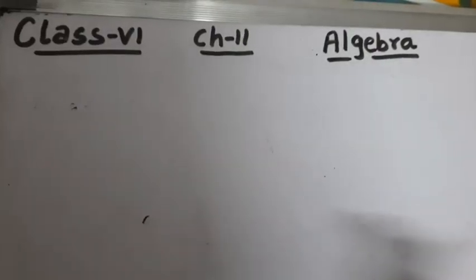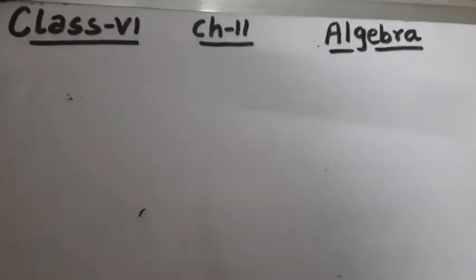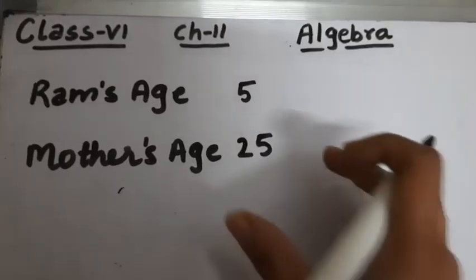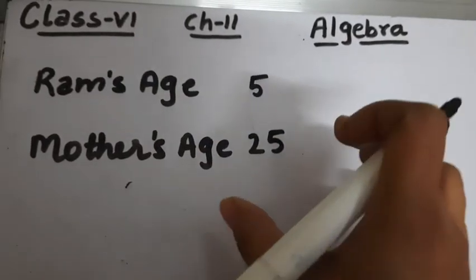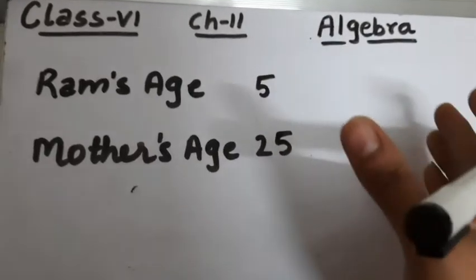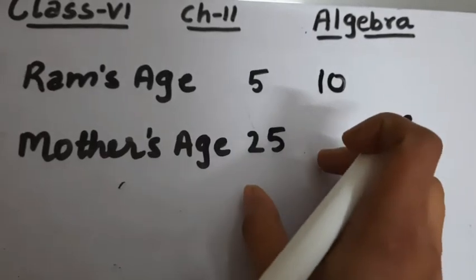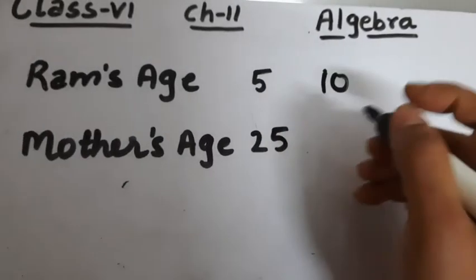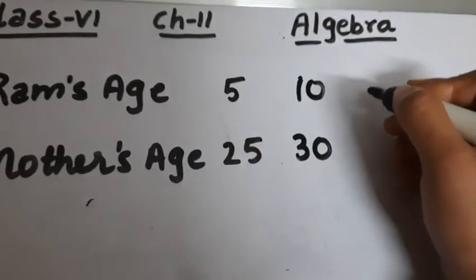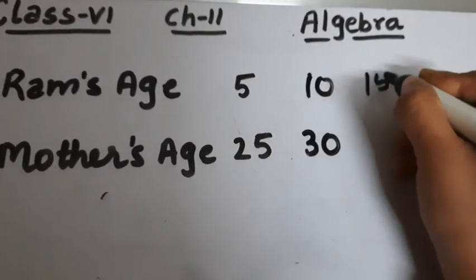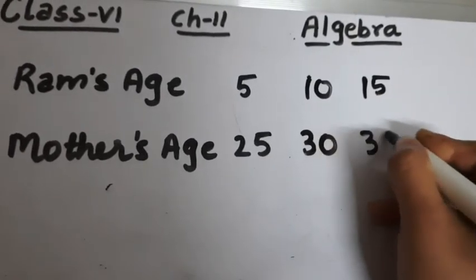We use variables not only in mastic patterns, but there are some more examples also. I explain you one example. See, Ram's age is 5 years and her mother's age is 25 years. After 5 years, what will be Ram's age? 10 years. And after 5 years, her mother's age also increases by 5 years, then she will be 30 years. And after 5 more years, Ram's age will be 15 years and her mother's age will be 35 years.